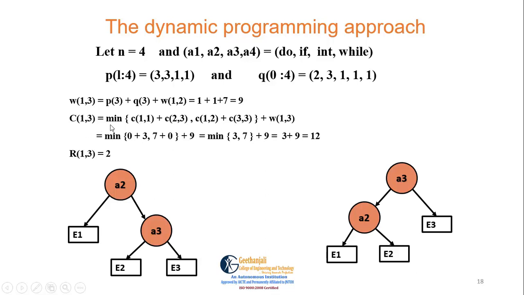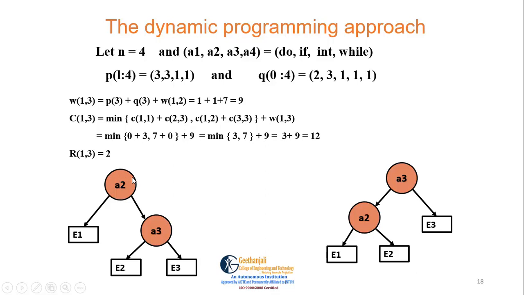And C of 1 comma 3 is equal to the minimum of these two. So the first tree, that is C of 1 comma 1 plus C of 2 comma 3, and the second tree is C of 1 comma 2 plus C of 3 comma 3. So for the first tree, if you select A2 as a root element, the left subtree is an empty tree, that is C of 1 comma 1, and the right subtree will have one key element and two virtual nodes. Okay, that is the C of 2 comma 3.